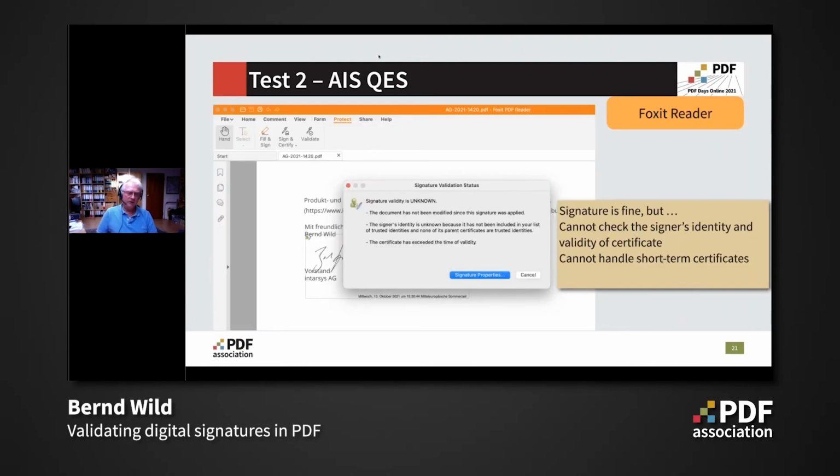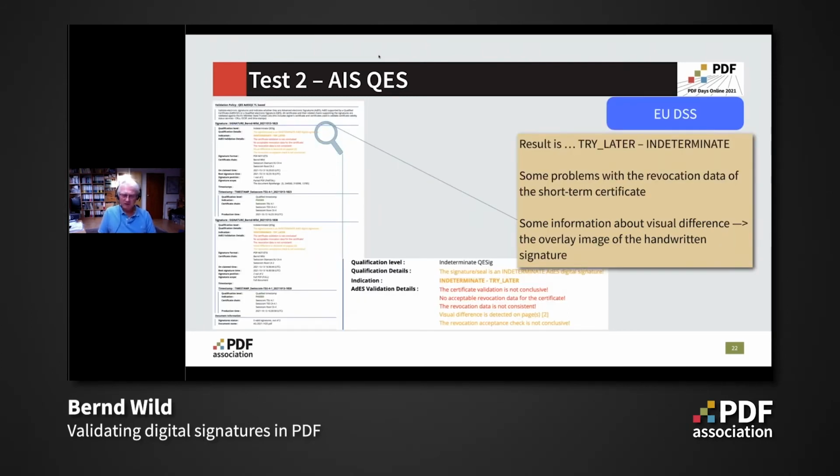And if we open this in the Foxit reader, we have a similar result. The signature is fine, there has been no modification to the document, but we cannot check the validity of the certificate, and also we cannot handle these short-term certificates. That means the certificate normally lives 5 or 10 minutes. And if the validation happens after the lifetime of the certificate, there can be a problem in some tools because they just state that the certificate has exceeded the time of validity, which is not formally correct, but can be interpreted in this way.